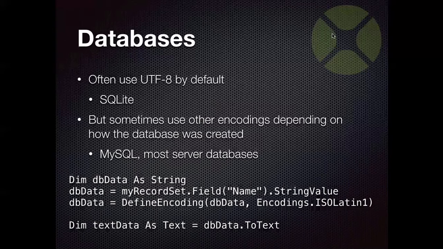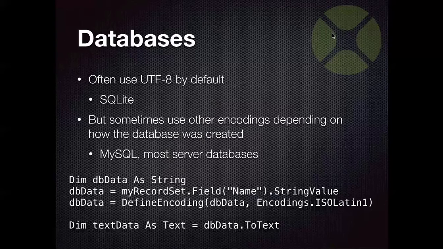And now that you've done that simple little step, you can just assign that string into text. As I've done here, text data equals the dbdata.toText, and that converts the string, and because it knows its encoding, it converts it over to text, which is Unicode, and now you can use it however you want.